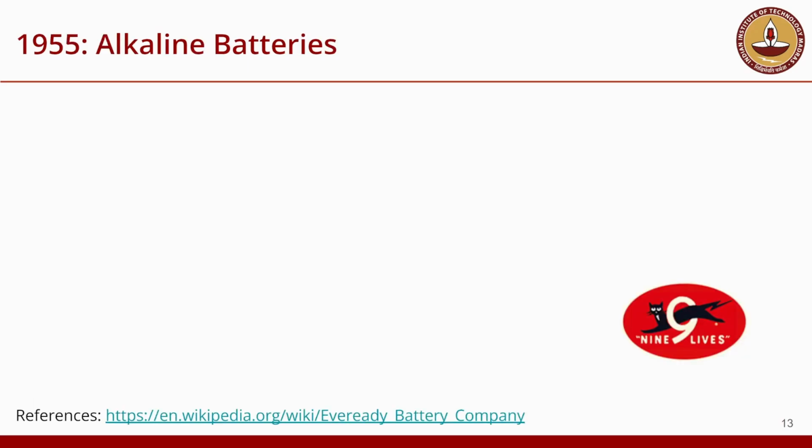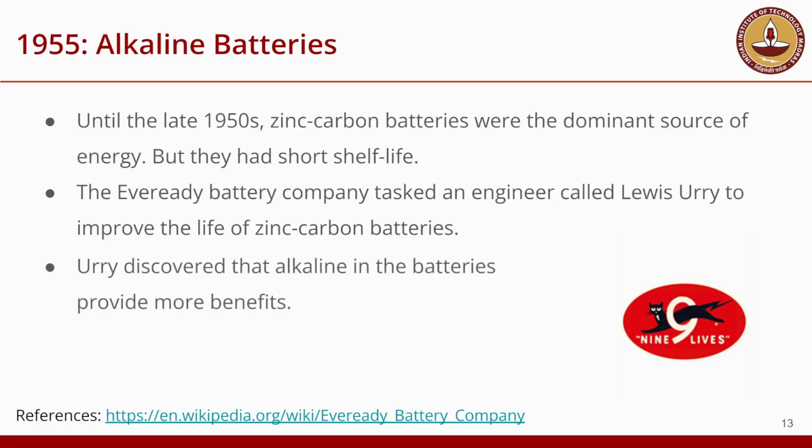1955, alkaline batteries. Until the late 1950s, zinc carbon batteries were the dominant source of energy. However, this battery had a very short shelf life and was readily depleted. The Eveready Battery Company tasked an engineer called Lewis Urry with finding a way to improve the life of zinc carbon batteries. In comparison to zinc carbon batteries, Urry figured that alkaline as the electrolyte provides more benefits, giving more energy density at higher currents.